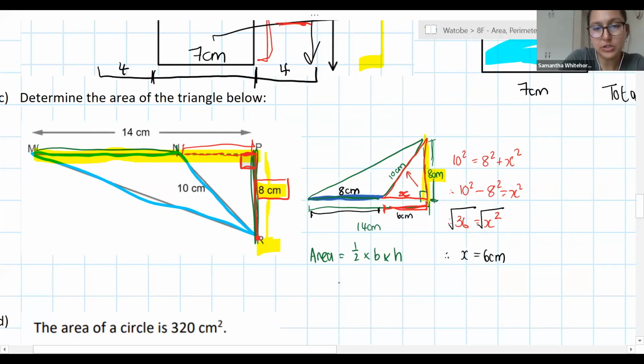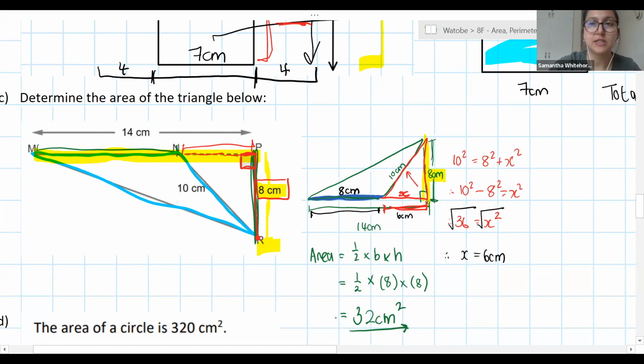Right, let's have a look. So if we now substitute in the information that we know, the base length is 8 centimeters, and we know the height is also 8 centimeters. And so what you have there is a half times 8 times 8, which gives you 32 centimeters squared. So the area of this blue triangle is 32 centimeters squared.